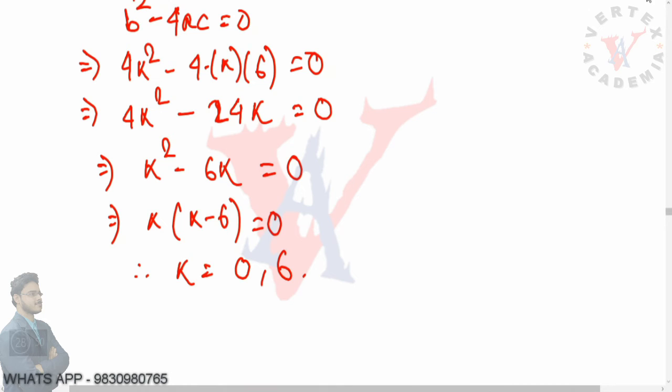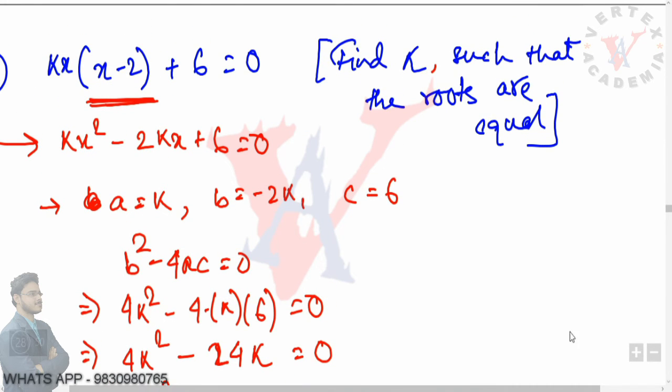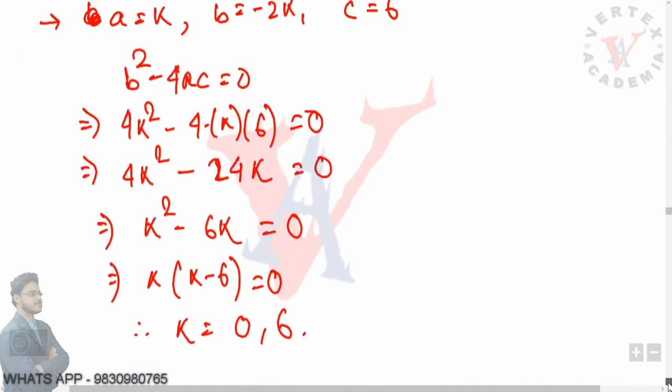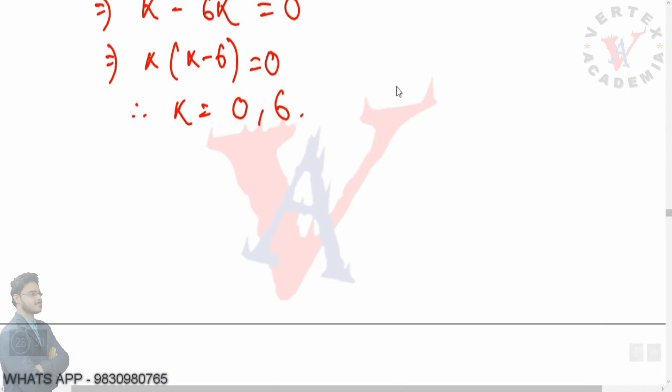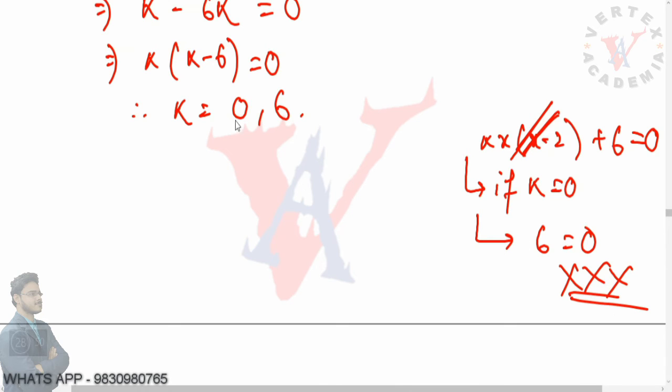Now you have to remember one thing here. What was our initial question? The initial question was kx into x minus 2 plus 6. Now if k equals 0, then if we put k as 0, we are getting 6 equals 0, because the whole thing will cancel out. So this is violating the laws of mathematics. 6 cannot be equal to 0. So 0 is neglected for this reason.